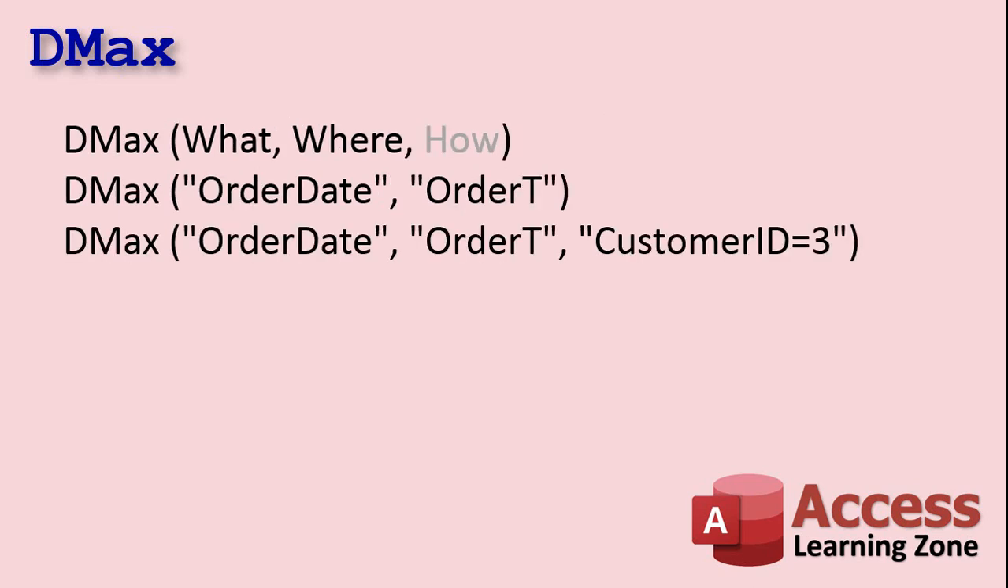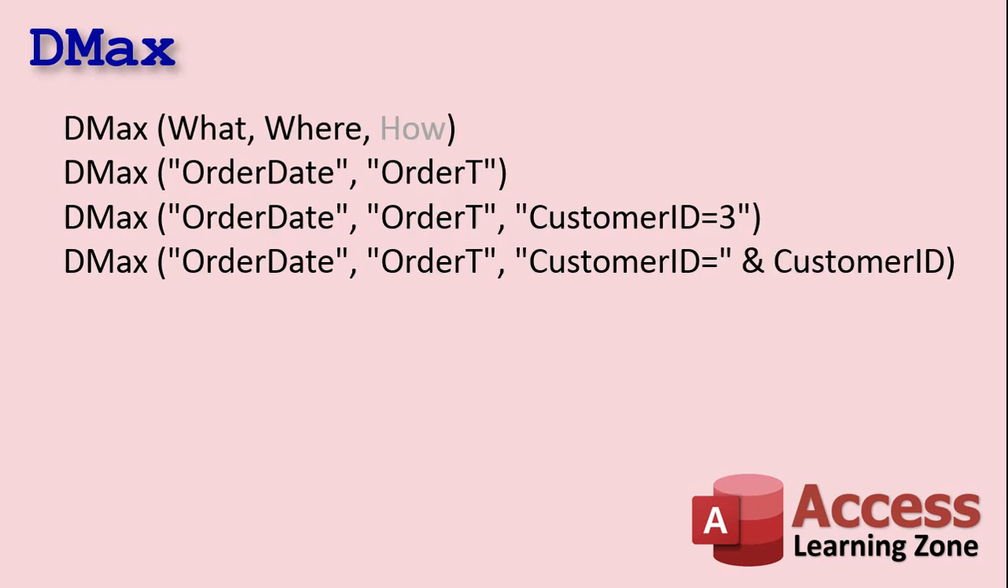Now, this one says find the largest order date in the order table where the customer ID equals 3. So whatever customer happens to be customer 3, find his largest order date. I know my font keeps getting smaller as this line gets longer. This next one says find the maximum order date from the order table where the customer ID equals whatever the customer ID happens to be on the current form.